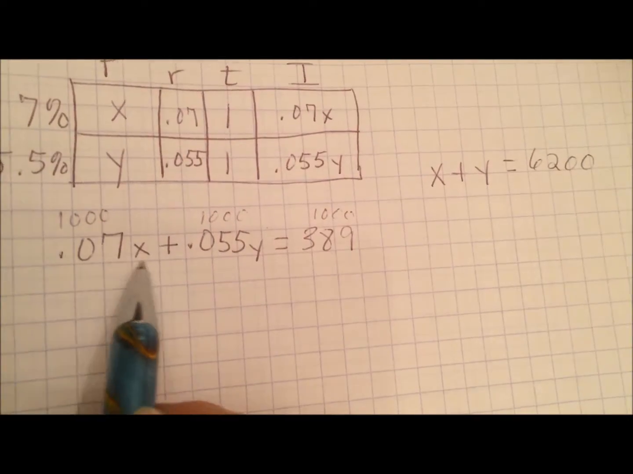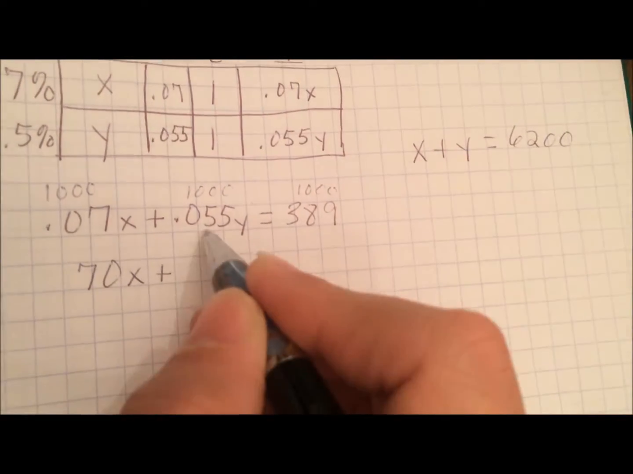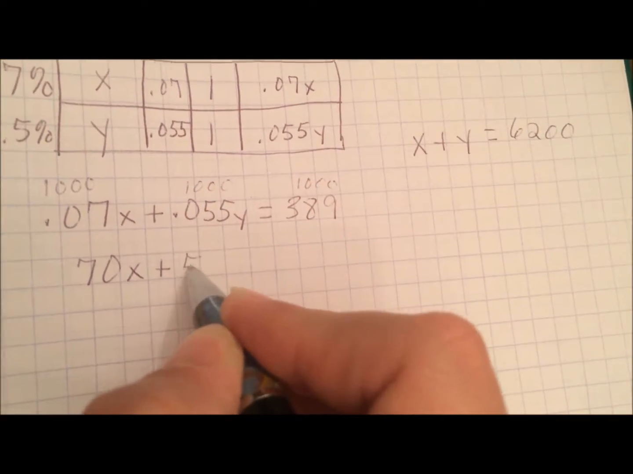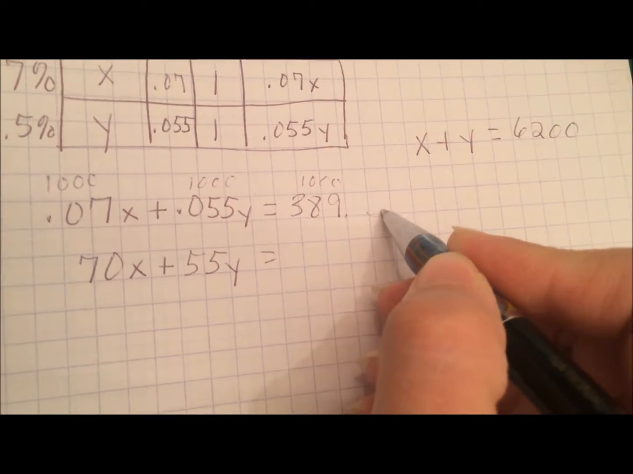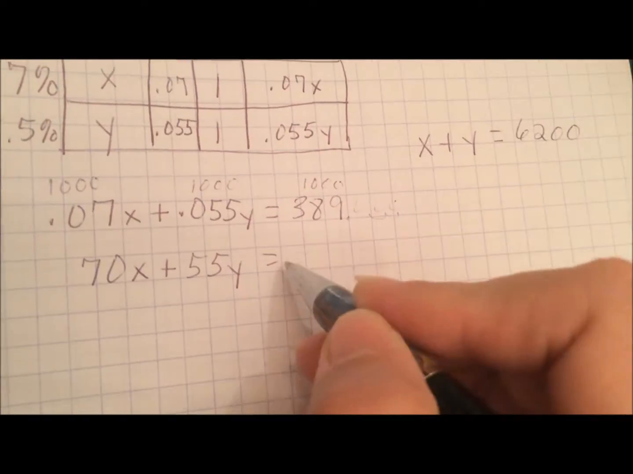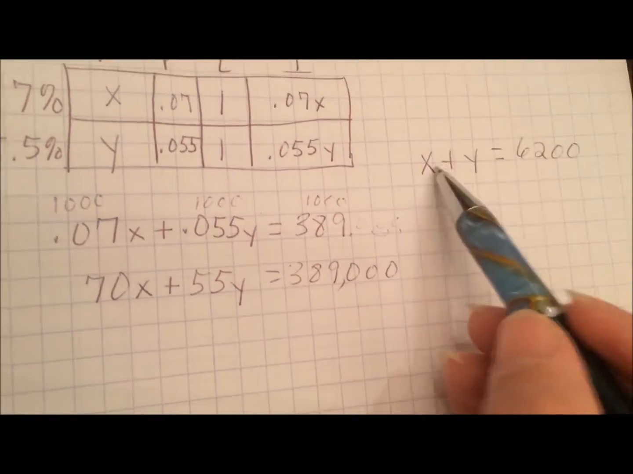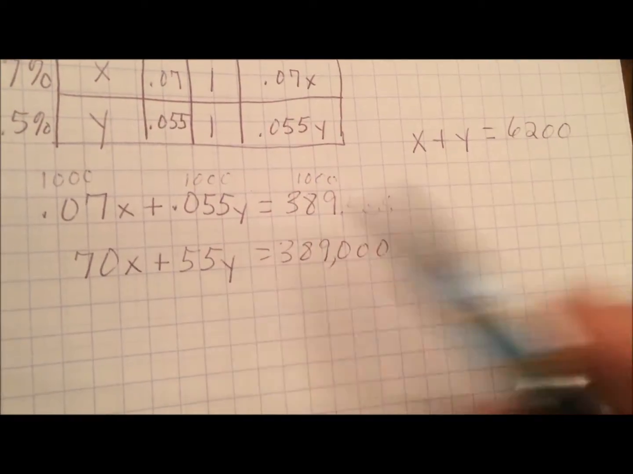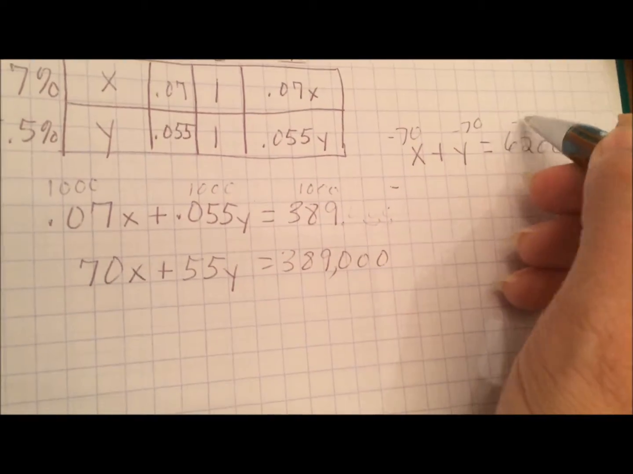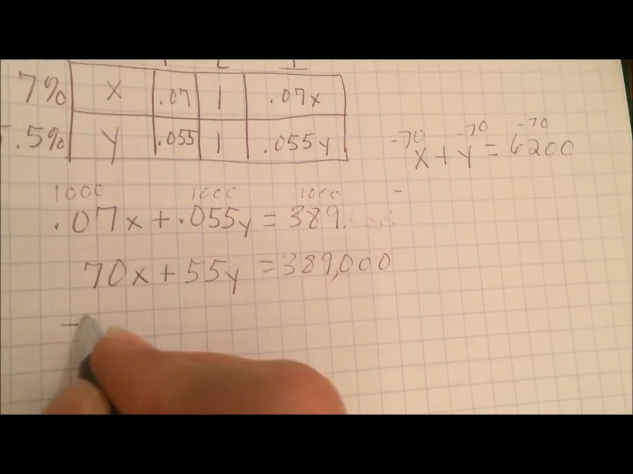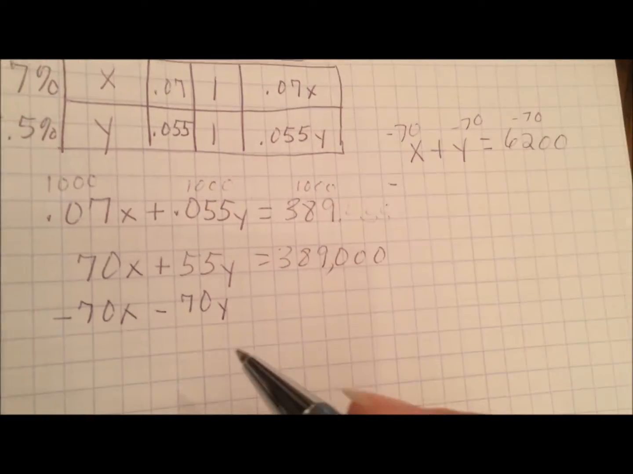So 1, 2, 3. So this now becomes 70x plus 1, 2, 3. This will be 55y. And here, 1, 2, 3. So there'd be zeros here. So that would be 389,000. Now if we want to take this and put it up underneath here, we could multiply everything by negative 70. So underneath here would be negative 70x minus 70y.